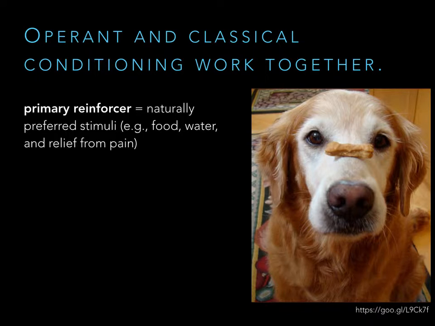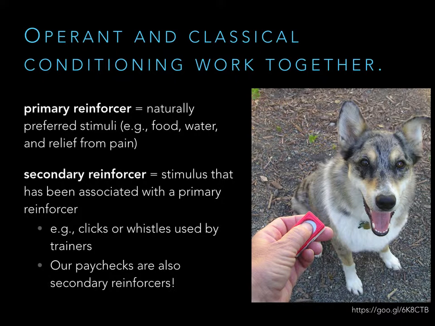You can use classical conditioning to have the dog associate this treat with a clicker. You can use a secondary reinforcer, and a lot of trainers use this. They'll use a little clicker to tell the dog to do what they want, and the dog will do it because it knows that clicker means I'm going to get food eventually.